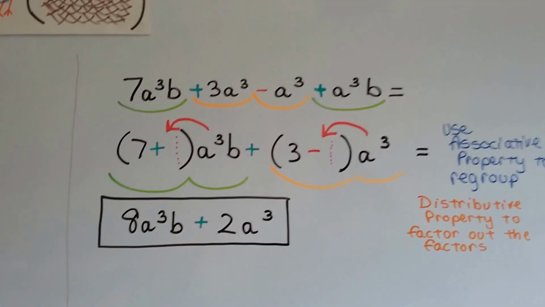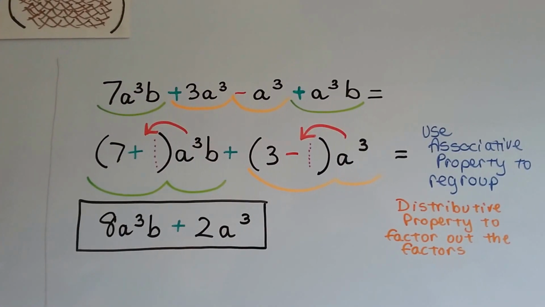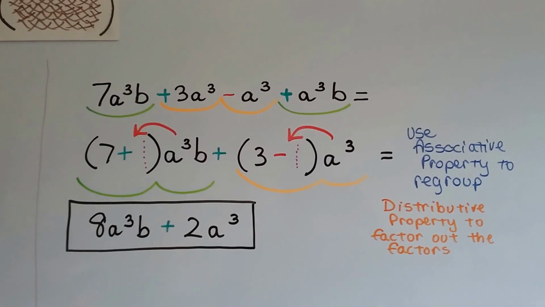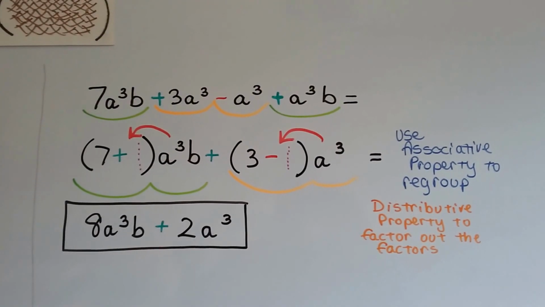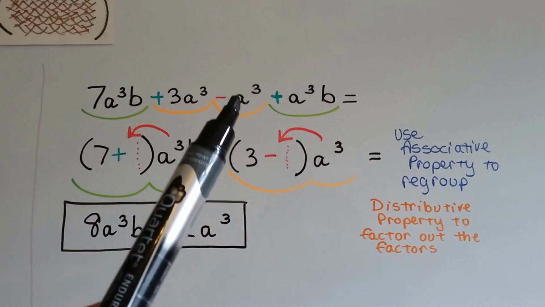We've got 7a to the 3rd b plus 3a to the 3rd minus a to the 3rd plus a to the 3rd b. And we can see our friend the invisible 1 right here.